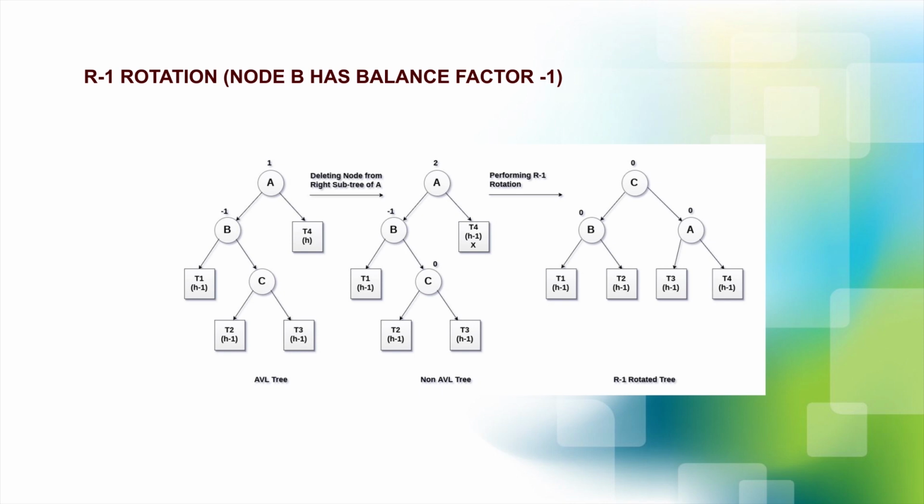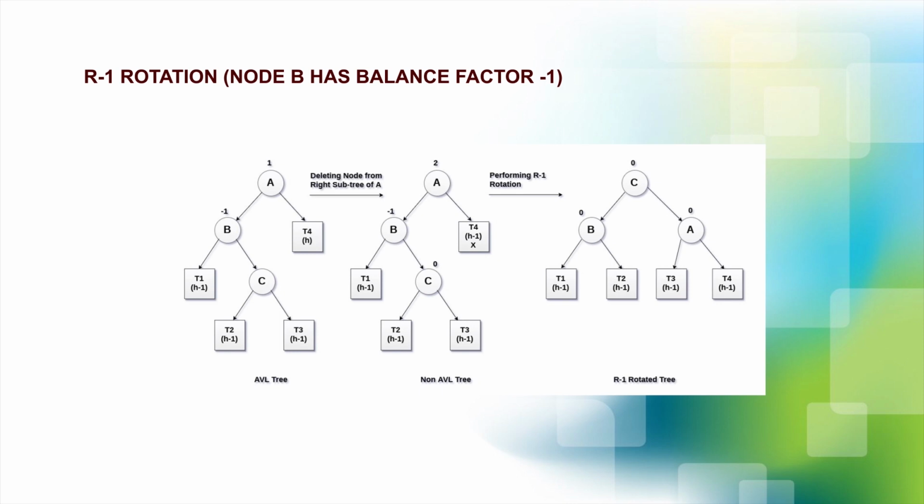In R minus 1 rotation, or we can say the LR rotation, left right rotation, we replace the root node by the grandchild node. We can't replace it by either a left child or the right child. Here we go for the right rotation, that is why we take a grandchild on the left hand side. Here the grandchild is C, it is not B. B is a current child, but C is a grandchild.